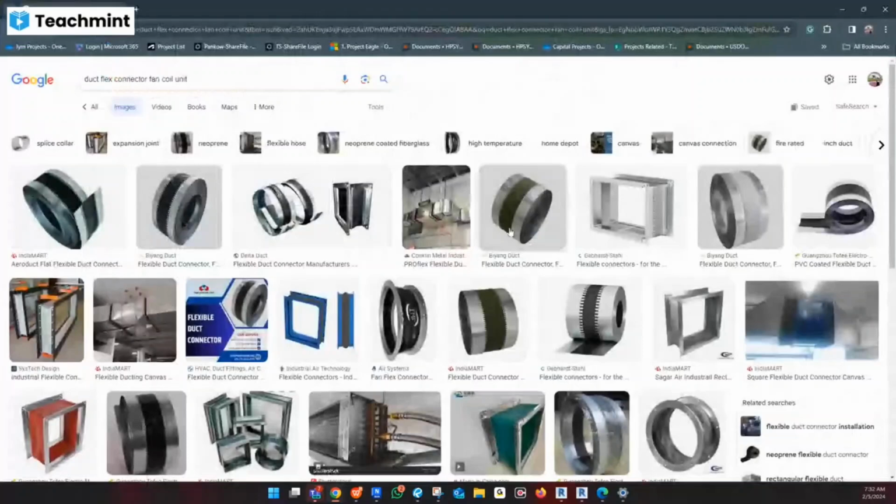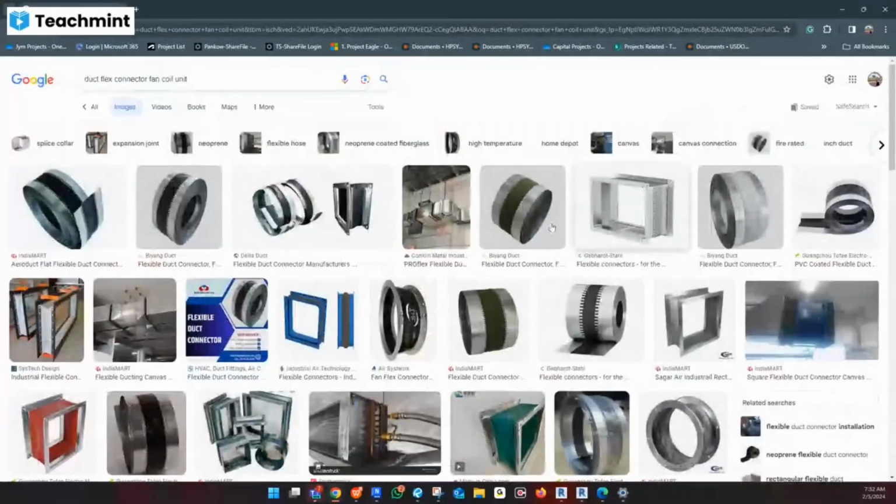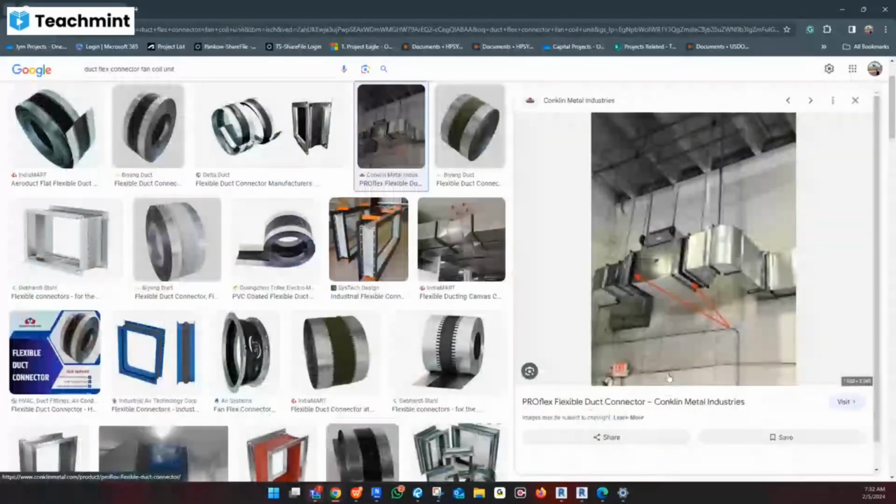I hope you can see my Google screen, right? Because I'm sharing my screen, so I don't know if you can see or not. Can you see it? I'm just sharing duct connector images. Yes, sir. Okay.